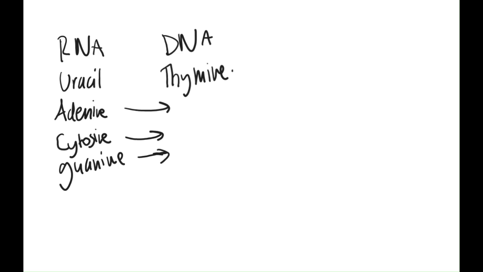So A, or adenine, binds with T, and C binds with G. Adenine binds with U as well, in RNA specifically. What we need to know though is that A to T has two hydrogen bonds, and C to G has three hydrogen bonds. And this is how I remember.